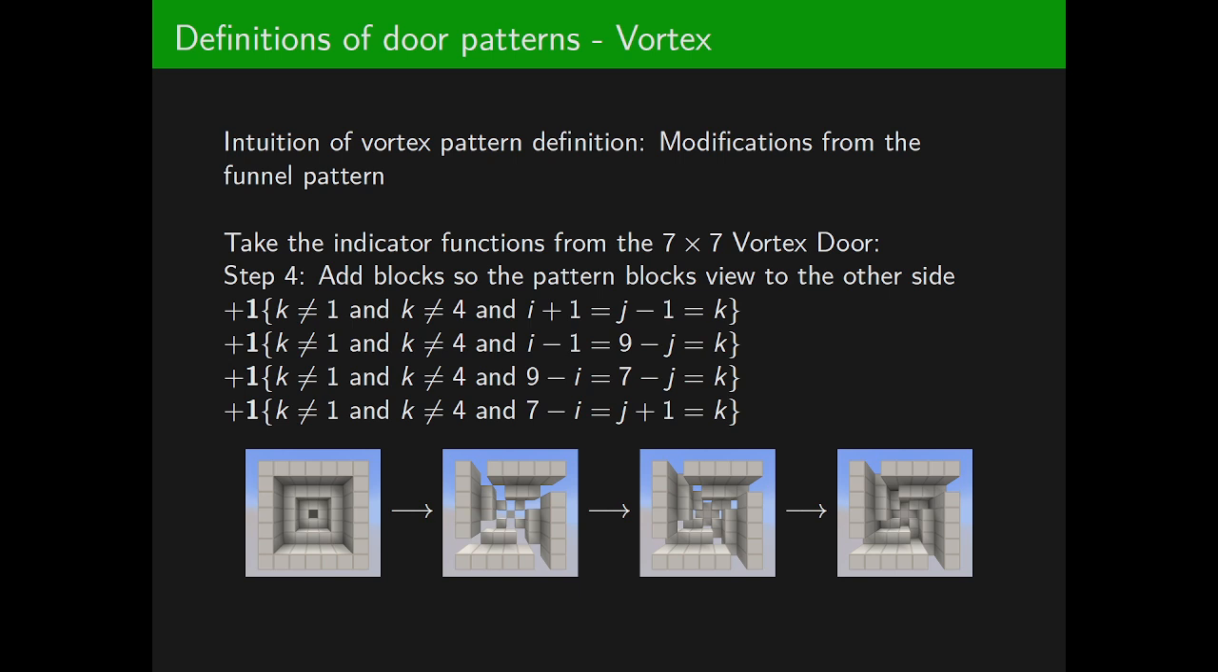If you want to make it by hand, I suggest you start off with a funnel, remove those blocks, push them to the back, and then add back some blocks such that the pattern has no holes. So yeah, that's how you get the intuition of vortex pattern, according to the definition at least. So yeah, that's that.